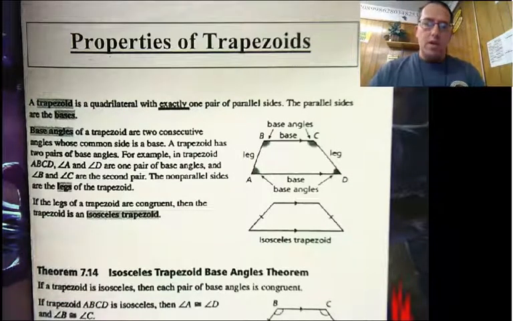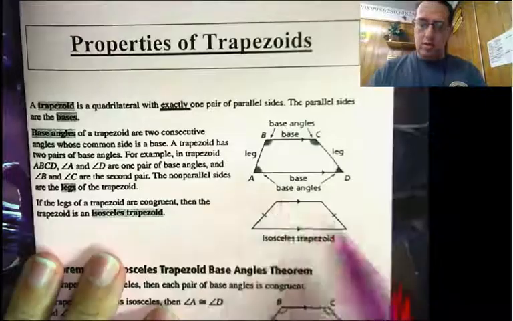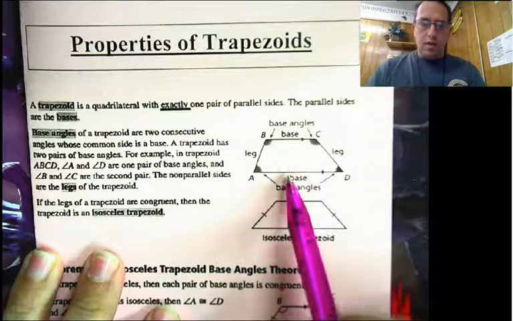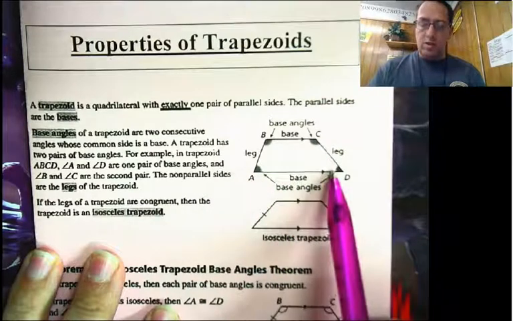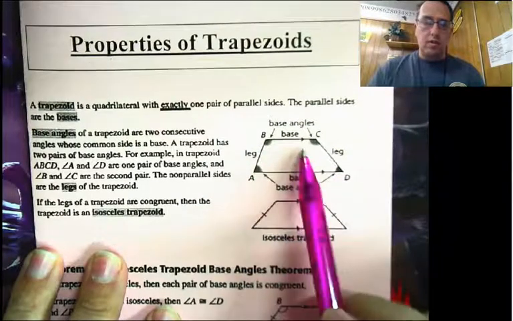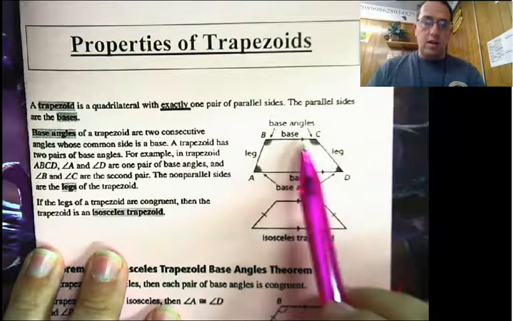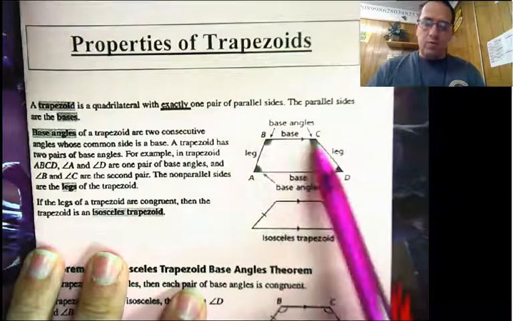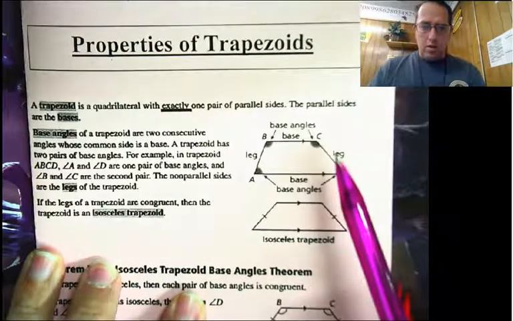Now, the parallel sides of the trapezoid are called the bases. So these two sides are parallel. These are the bases of the trapezoid. The angles are called the base angles. So these are base angles, these are base angles, and they come in sets. These are one set of base angles and another set of base angles, and they are consecutive. The consecutive angles whose common side is a base are the base angles. So they're all base angles, but when you talk about the base angles, you can talk about these two here together.